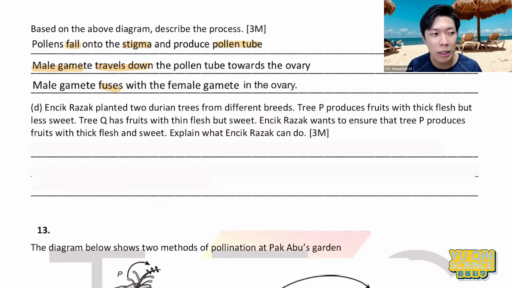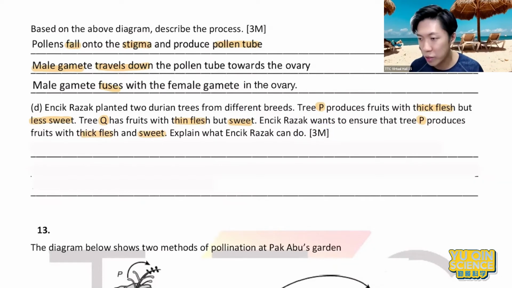Encik Raza planted 2 durian trees from different breeds. Tree P has thick flesh but is less sweet. Tree Q has thin flesh but is sweet. That means both types have their advantage. So Encik Raza wants to ensure P produces fruits that are thick in flesh and sweet. That means I want the characteristics of P, but I also want the characteristics of Q. Explain what he should do for 3 marks.